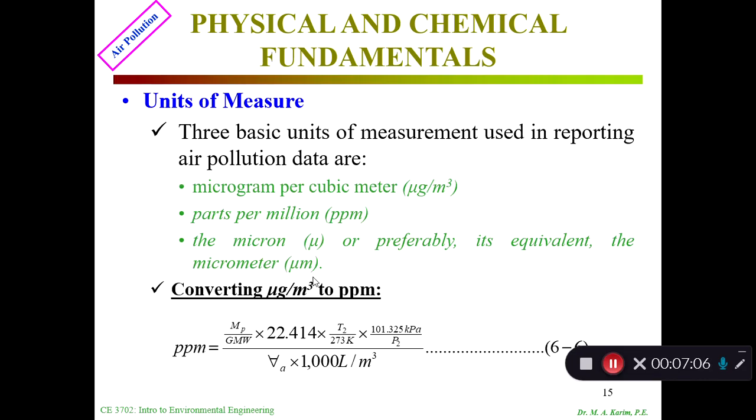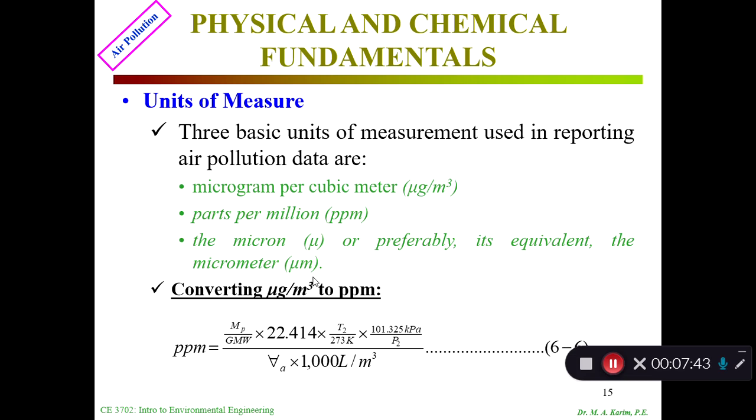Units of measurement are very important for us here because of air pollution. Whereas in the water area, we know at least 5 or 6 different types, right? Like molarity, normality, milligram per liter, ppm, and percentage. At least 5 of those. So in the air, there are 3 basic units that we'll discuss here for reporting air pollution data: microgram per cubic meter, parts per million, and the micron, or preferably its equivalent, the micrometer.